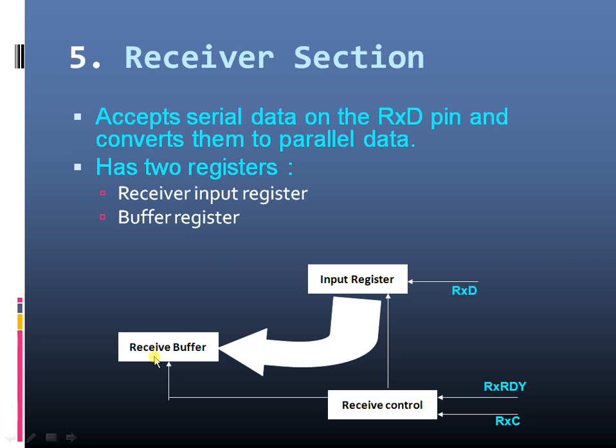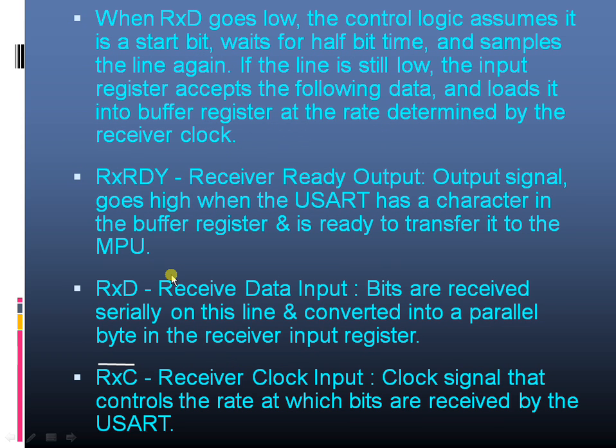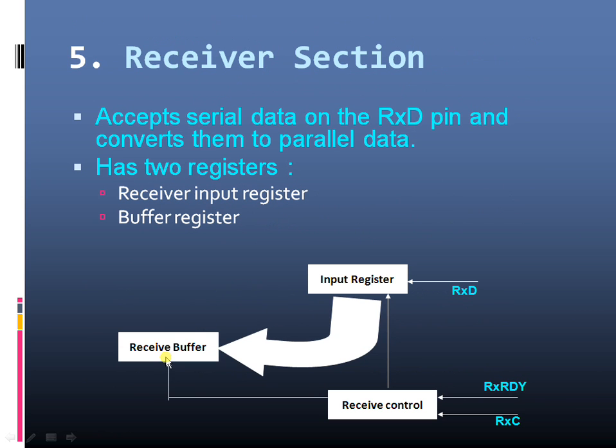Inside the receiver section, again we have a receiver buffer, an input register, and then a receive control block. The data which is transmitted by the external peripheral would be received through this particular RxD pin. Now that is placed inside this input register, that is in bit by bit manner. After getting 8 bits of data, that is shifted into the receive buffer register. Now here RxRDY, this particular pin would become high whenever a character is present inside this buffer register.